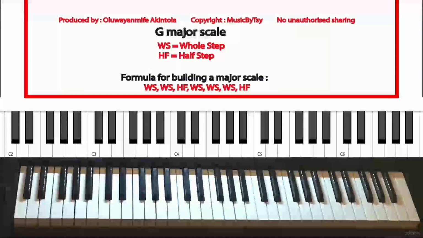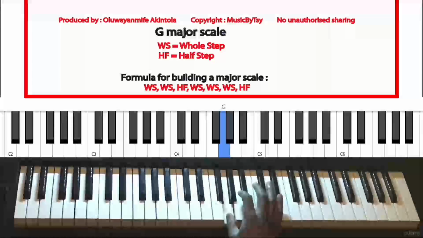So you start from the starting key you want to start from, and then you move up by a whole step, and then you take another whole step, and then you take a half step, and then you take a whole step, and then you take a whole step, and then you take a whole step, and then you take a half step. So yeah, that's the formula for building a major scale. So we're going to use this formula to build the major scale for the key of G.